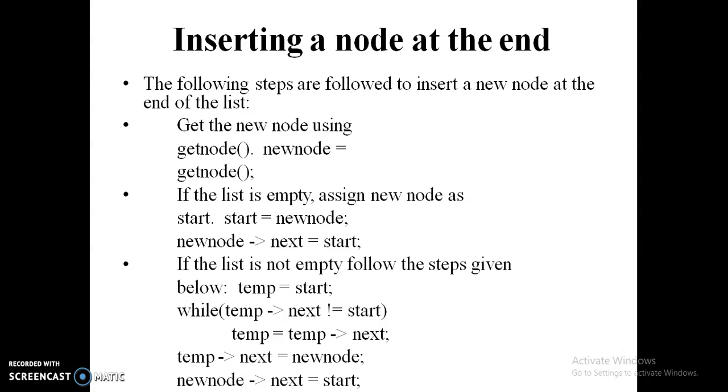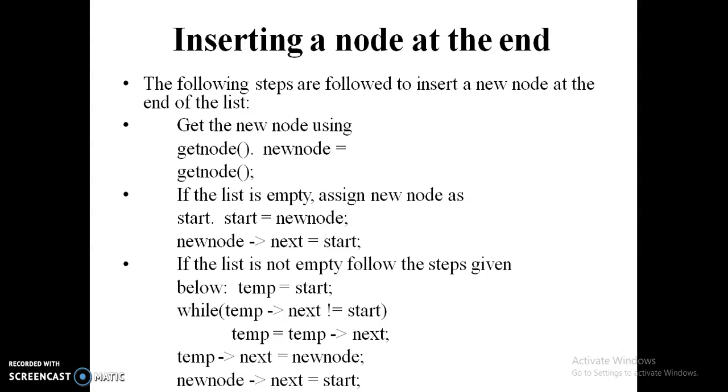Inserting a node at the ending. For this also, we'll first create one new node using the get node function: new node equals get node. Then we'll check whether the list is empty. If the list is empty, assign the new node as the starting node and start as the new node next, which forms a circular list.